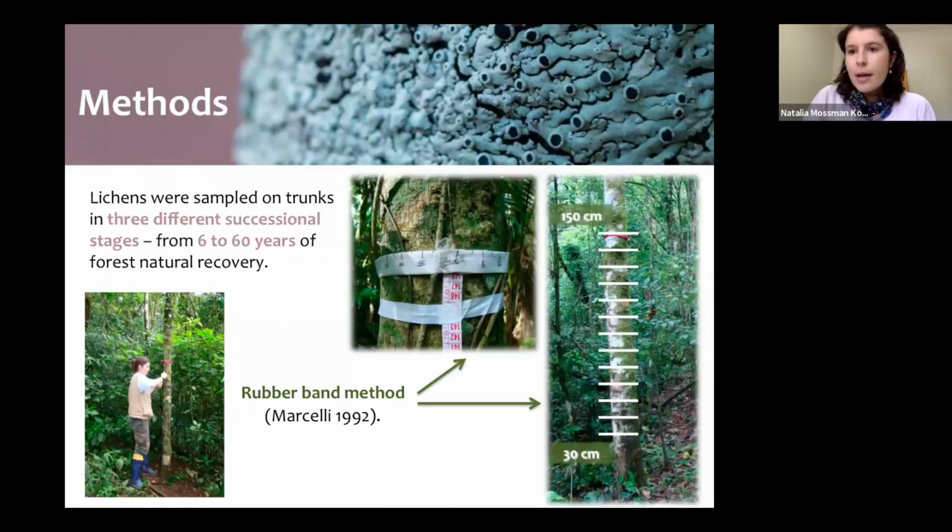We used the same database that was based on lichens sampled on tree trunks in 3 different successional stages from 6 to 60 years of forest natural recovery. To sample the lichens, we used the rubber band method that was described by Marcelli in 1992 and sampled species cover from 30 to 150 centimeters from the ground.